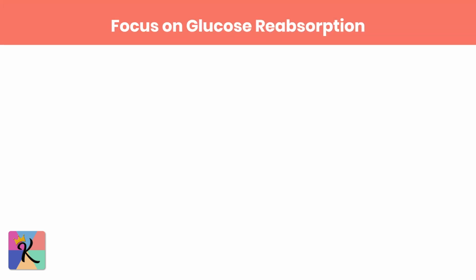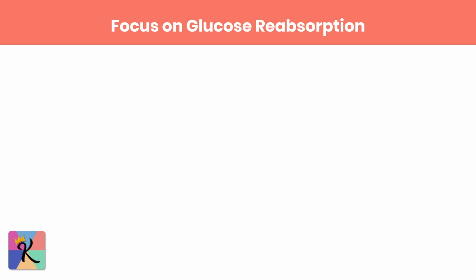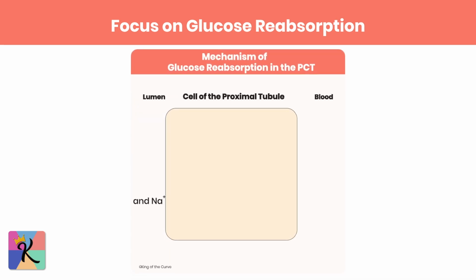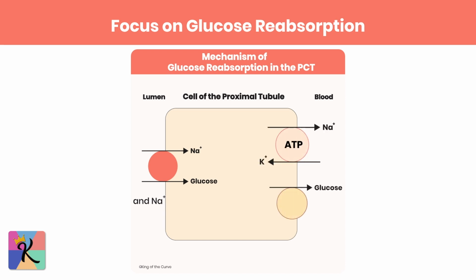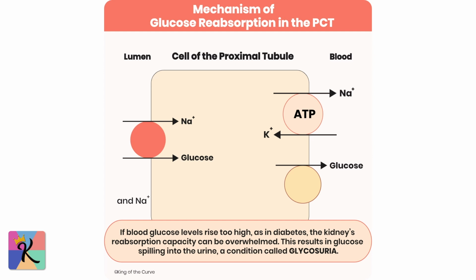Let's focus on glucose. In normal individuals, glucose is filtered into the tubule at concentrations identical to those in the blood. However, 100% of the filtered glucose is actively reabsorbed by epithelial cells in the PCT and returned to the bloodstream. This prevents glucose, an essential energy source, from being lost in the urine. If blood glucose levels rise too high, as in diabetes, the kidney's reabsorption capacity can be overwhelmed. This results in glucose spilling into the urine, a condition called glycosuria.